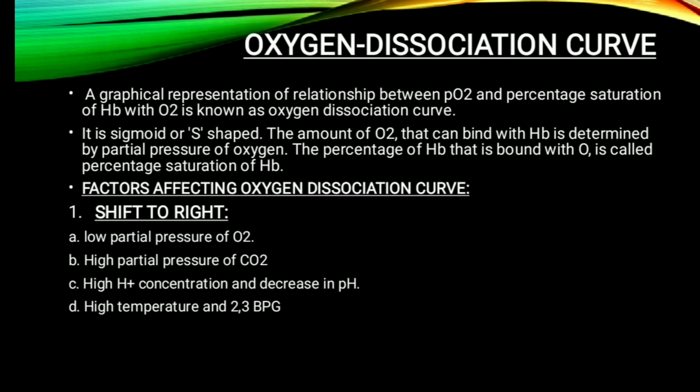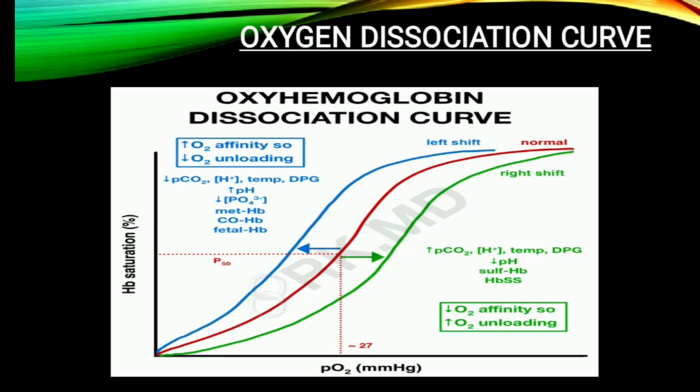Wait, let me show you the diagram. Yes, this is the oxygen dissociation curve. You can see it is S-shaped. The blue line represents the left shift of the oxygen dissociation curve, and the green line represents the right shift of the oxygen dissociation curve. Now the question arises, why are these being shifted?